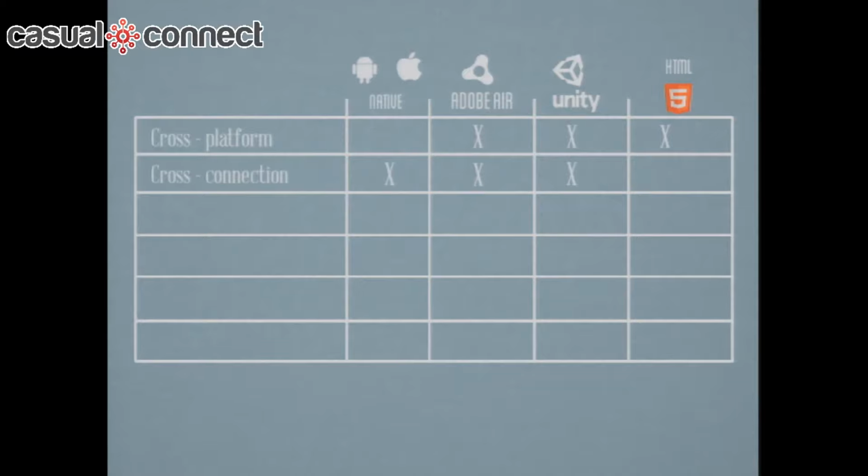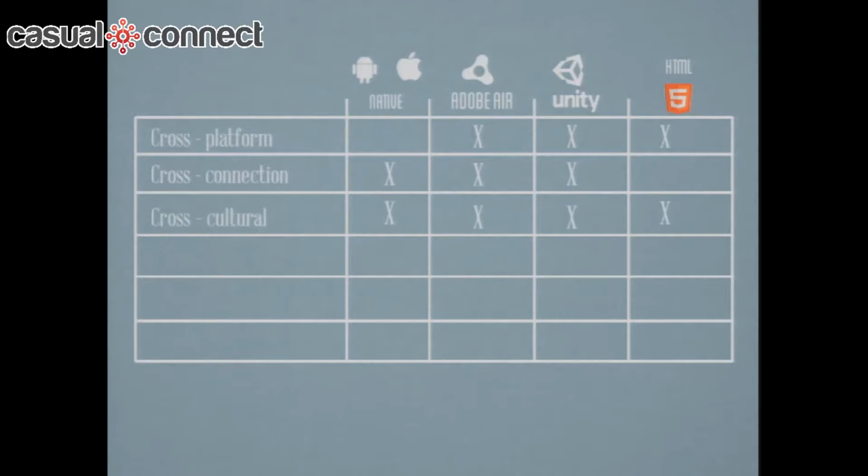Cross-connection, Native is great for it. Adobe Air is potentially, like, you can architect things where it is strong. Unity is fantastic for cross-platform because it is a front-end language. HTML5, because it's delivered by a server and server-based, it's not good for going in and out of connection.